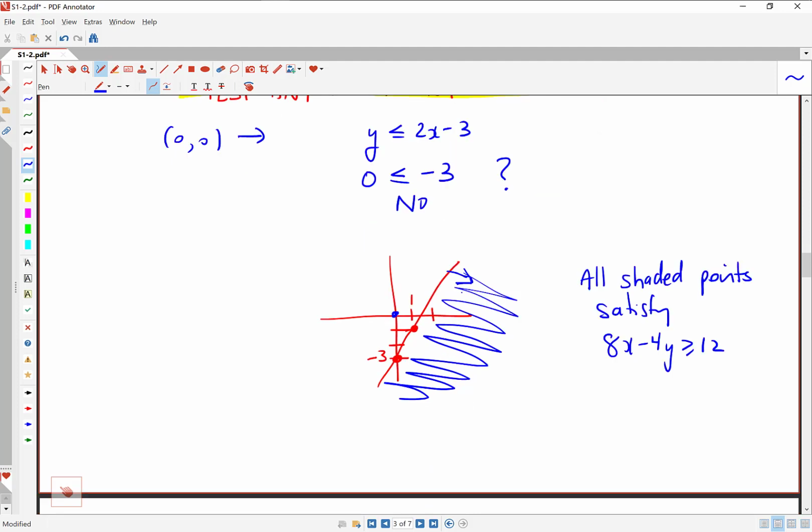So all the shaded points here satisfy our original inequality, which was 8x minus 4y is greater than or equal to 12. And all the points that are unshaded up and to the left do not satisfy the inequality. So just by testing a single point that's not on the line, it tells you which side of the line the inequality is represented by.